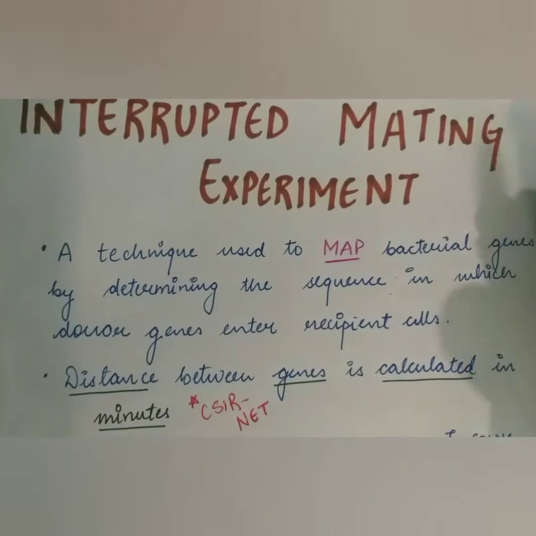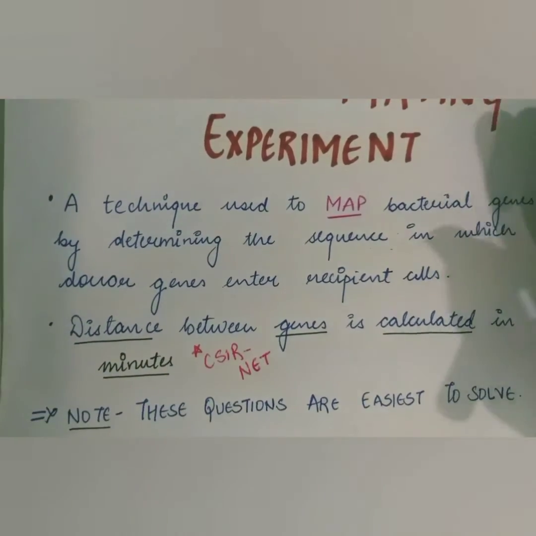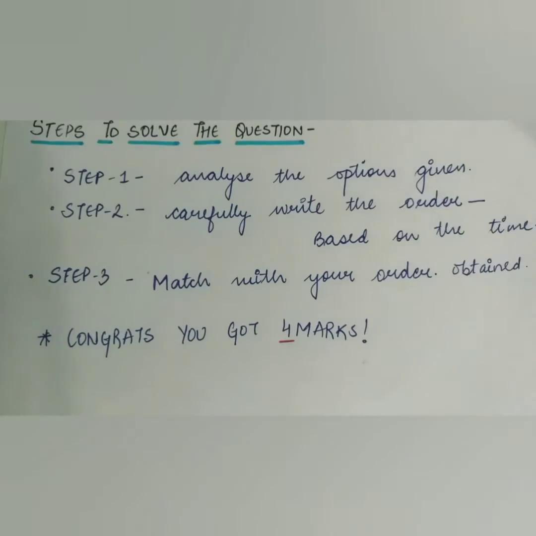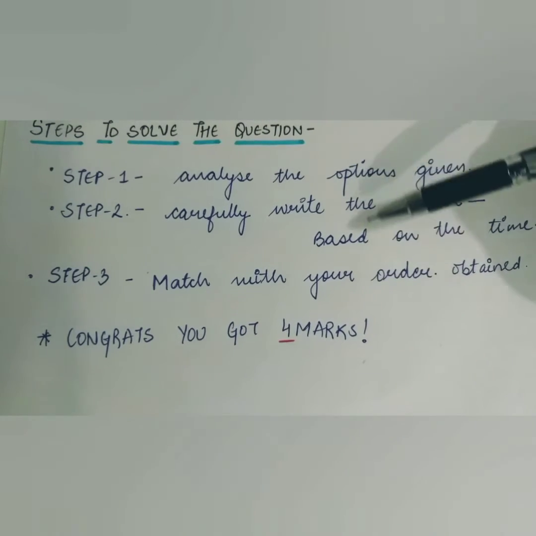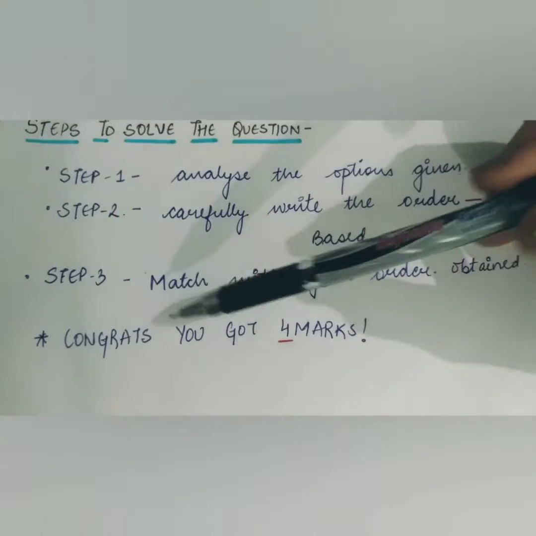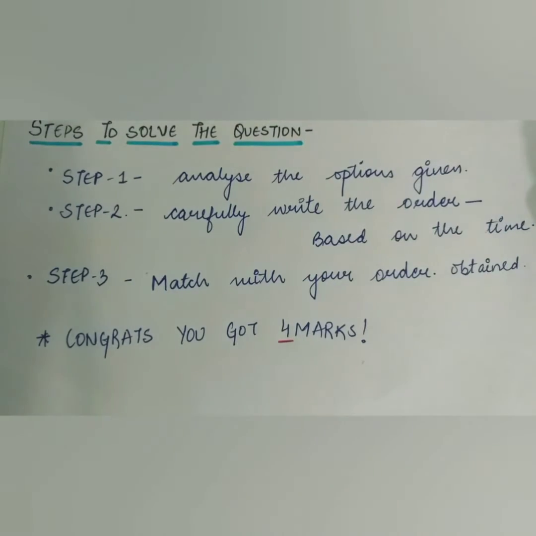Now you need to understand that these questions are the easiest to solve and to fetch 4 marks out of the paper. So these are the steps to solve the question. There are just 3 basic steps which we need to go through, and then congratulations, you have got 4 marks, which is a very big number when it comes to CSIR. It can change your rank by wonders.